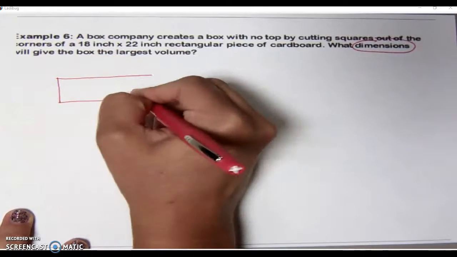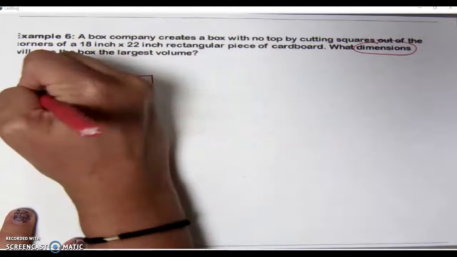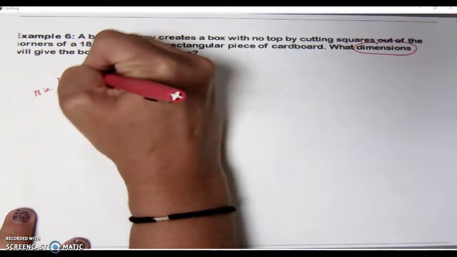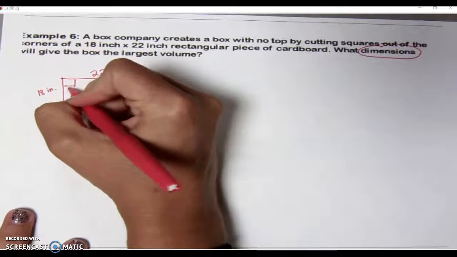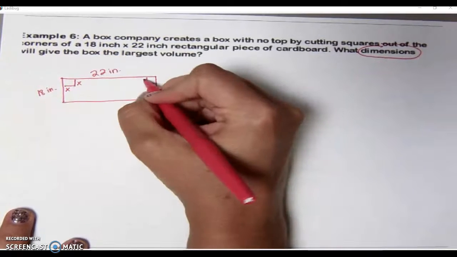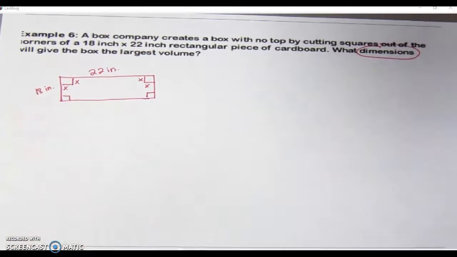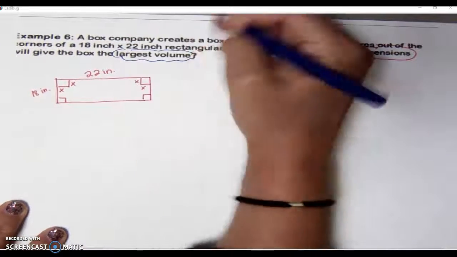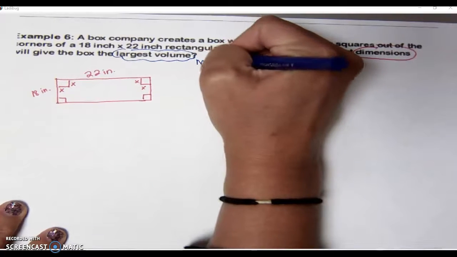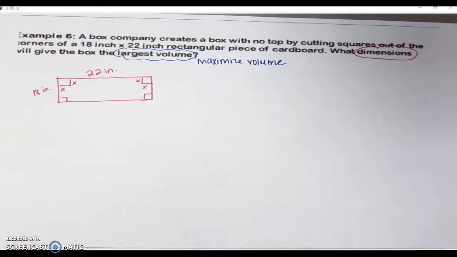So we are going to have a cardboard box. It says it's 18 by 22. And we're going to cut out squares. So we're going to call these squares X. And then they're going to fold it up. Okay. What dimensions will give it the largest volume? So largest volume means we want to maximize volume. So we have to find an equation for volume and find what the maximum is.